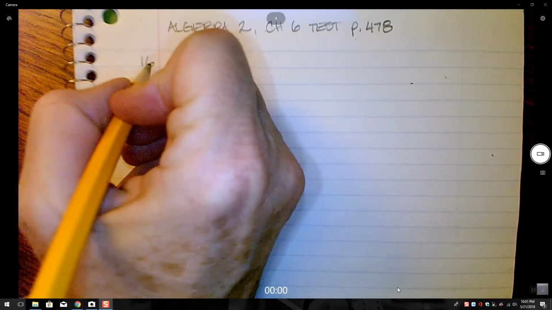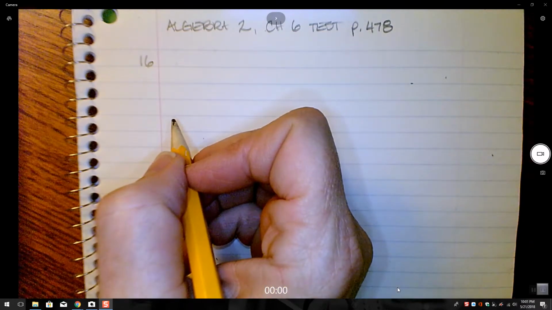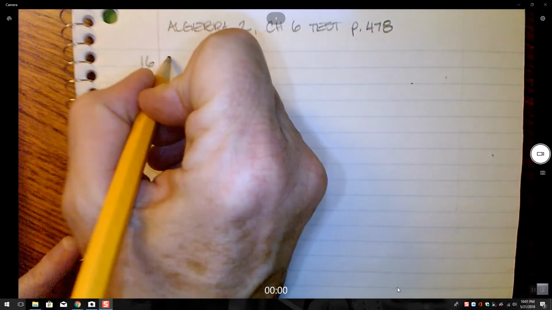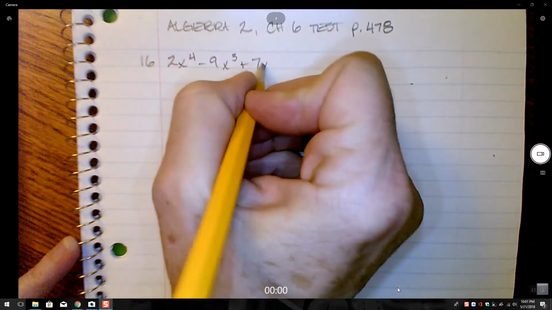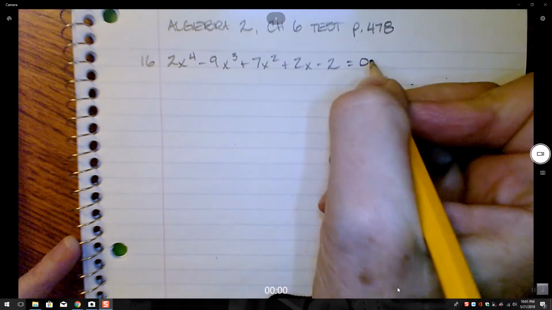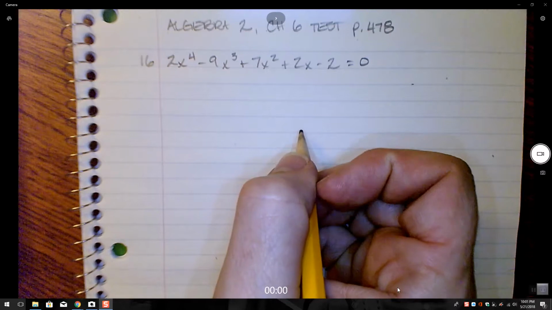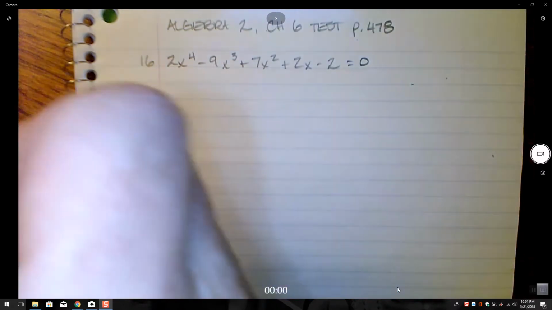Alright, I'm going to dedicate this entire video to problem 16, which asks us to find the roots and the multiplicity of a fairly long polynomial. I guess a key word would be rational root theorem. Here's the polynomial: 2x^4 - 9x^3 + 7x^2 + 2x - 2 = 0. What are the roots? Basically where y equals 0, so where your function crosses the x-axis. And what is the multiplicity of this polynomial?